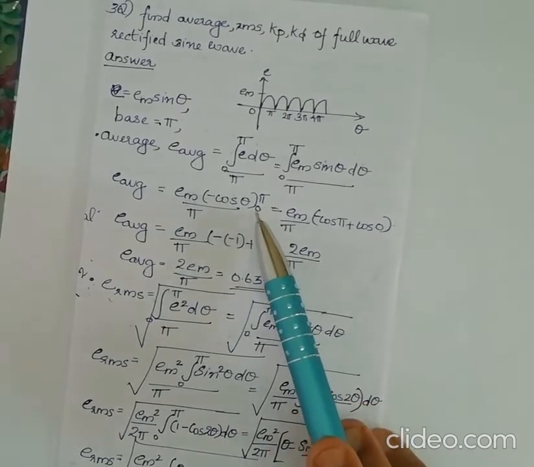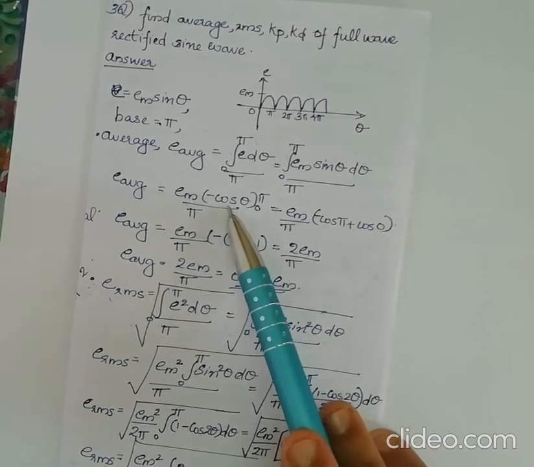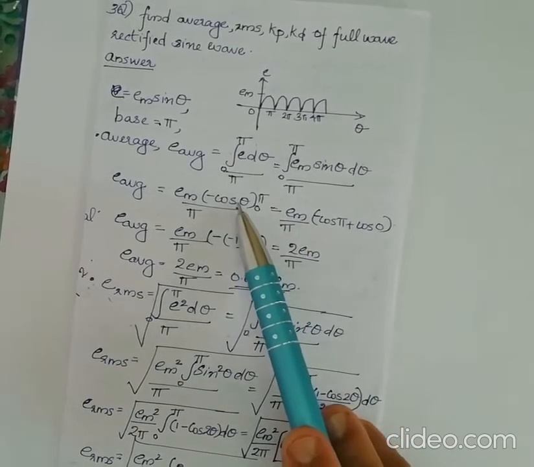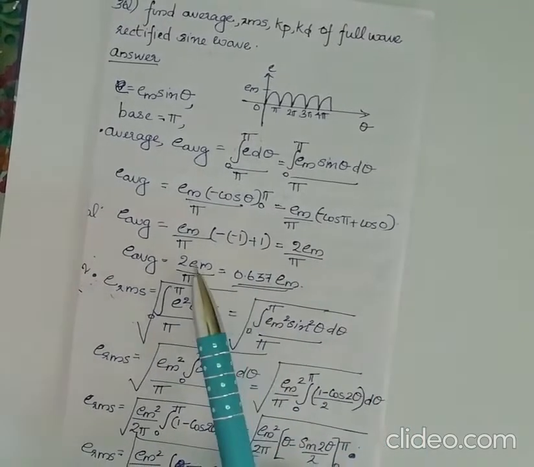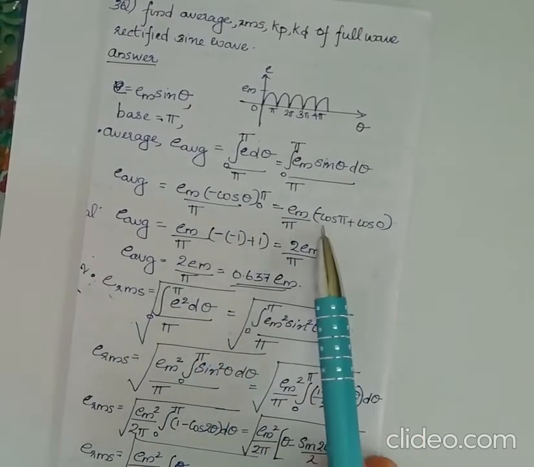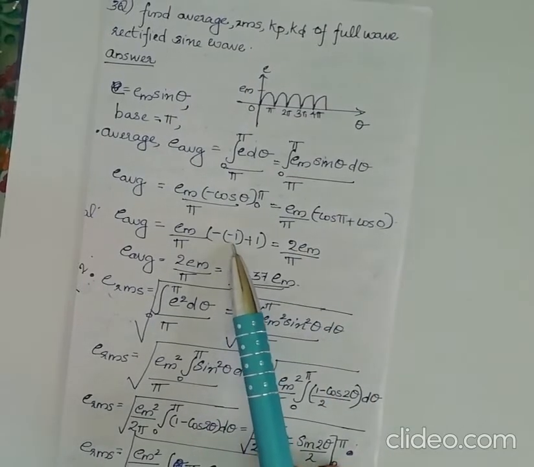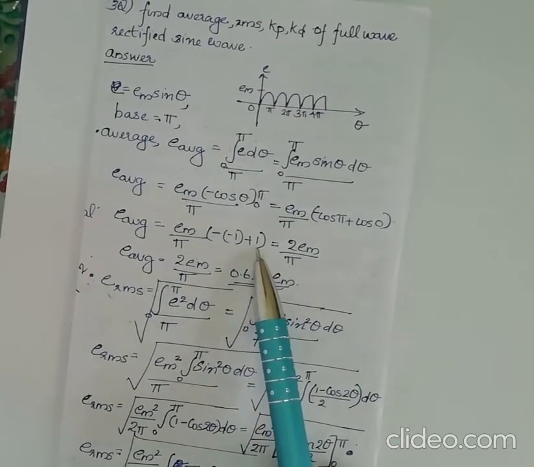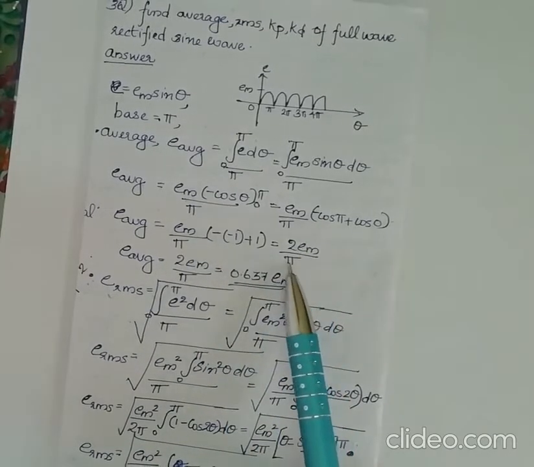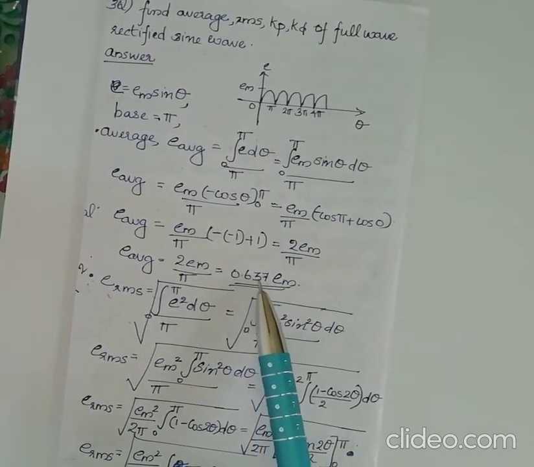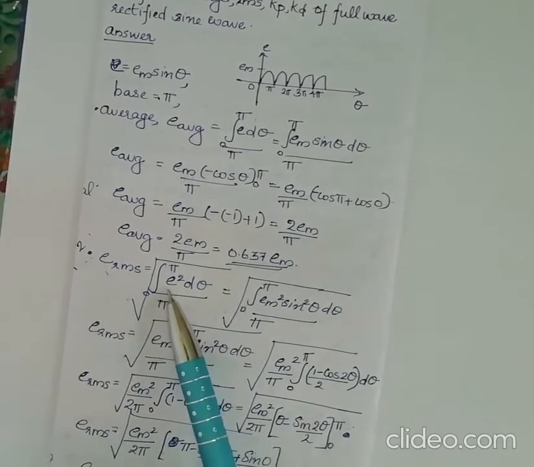Now apply the limit 0 to pi and it becomes Em divided by pi times minus cos pi plus cos 0. We can solve it as Em by pi times minus cos pi, where minus cos pi becomes minus of minus 1, plus cos 0, which is 1. So we can calculate Em by pi into 2, that is 2 Em by pi, or it is equal to 0.637 Em.